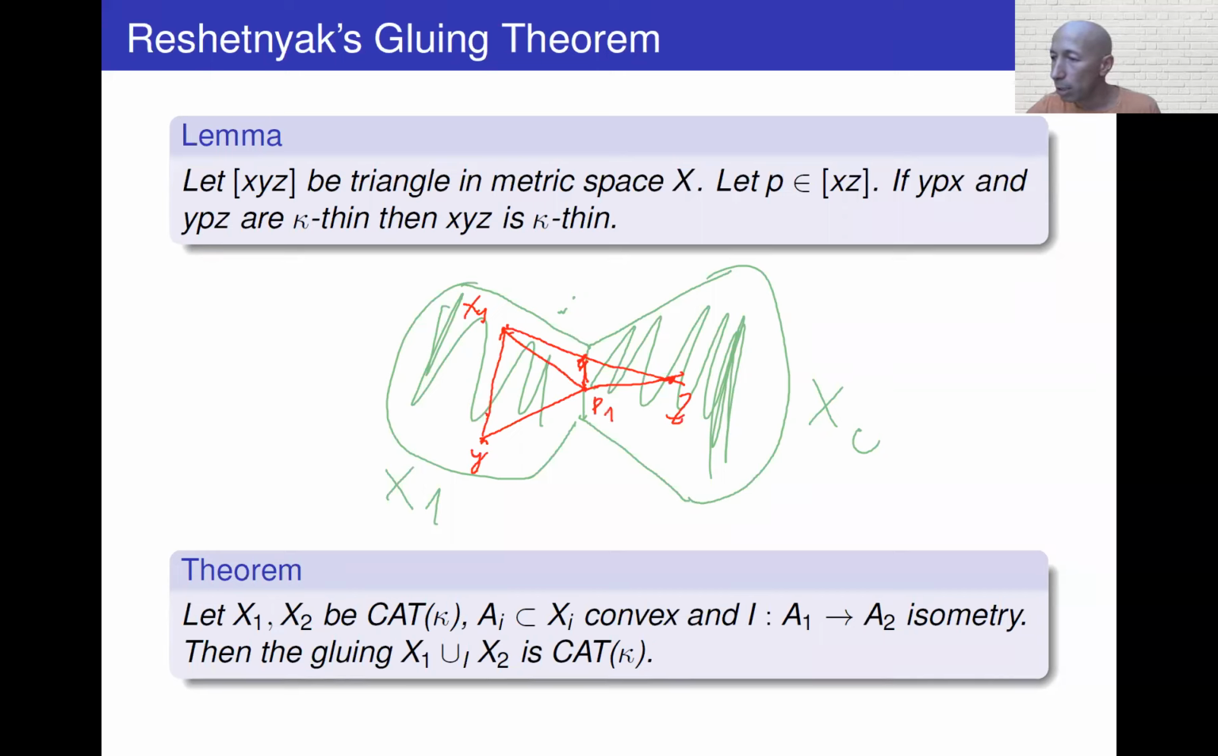So P1, P2. And then first we see the triangle P1, P2, Z is thin because it sits in the CAT(kappa) space X2. The triangle P1, X, P2 is thin because it sits in the other half. So the whole triangle, by this lemma, sits in the space, so the whole triangle X, P1, Z is thin, and then we apply this gluing lemma again and see that the whole triangle X, Y, Z is thin. And so from the thinness of the triangle on each side of the picture, we conclude that all triangles in the whole space are thin.